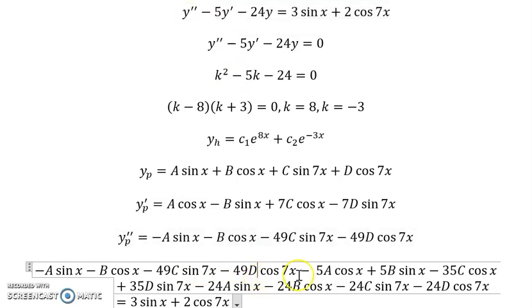And then this one, y prime, gets multiplied by -5. So this was a cosine x. This is now -5a cosine x. And negative b sine x becomes positive b sine x because it's multiplied by -5. 7c becomes multiplied by -5. We get -35. And then -7d times -5 becomes positive 35.